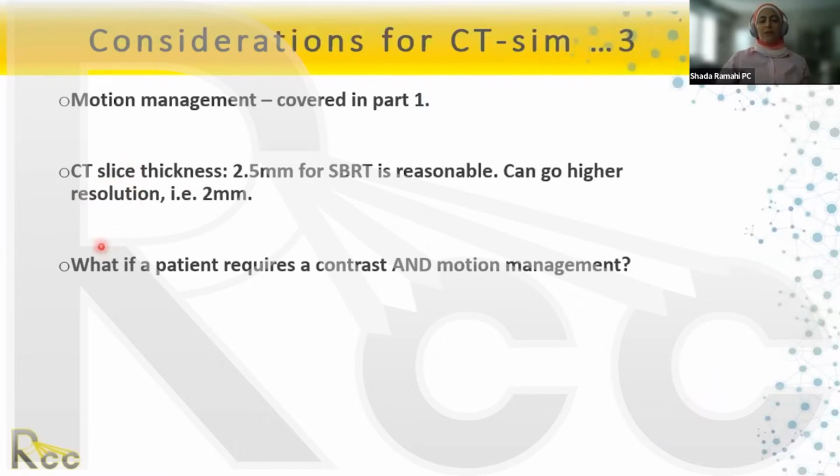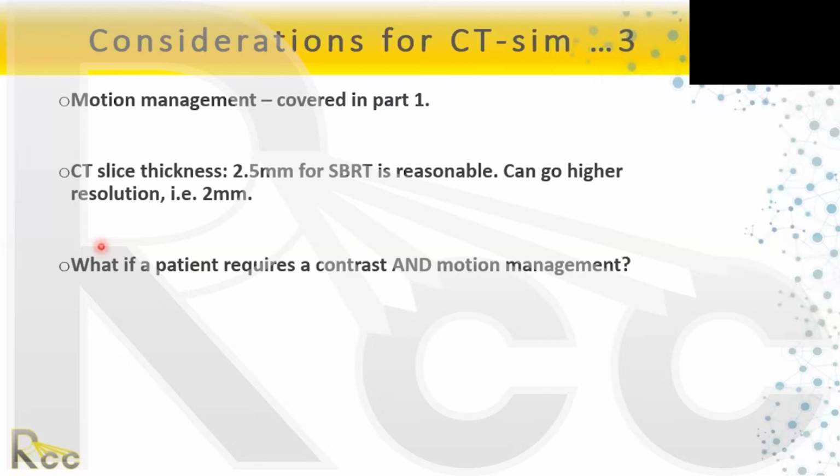CT slice thickness, we mentioned it yesterday, but I'm going to mention it here again for emphasis. It's 2.5 millimeter for SBRT, and that's very reasonable. When we do SBRT spine, we could go 2 millimeter. If you want even higher resolution, 1.5, of course you could do that. But for things in the body which are extracranial, 2.5 to 2 millimeter is a very good, reasonable slice thickness.